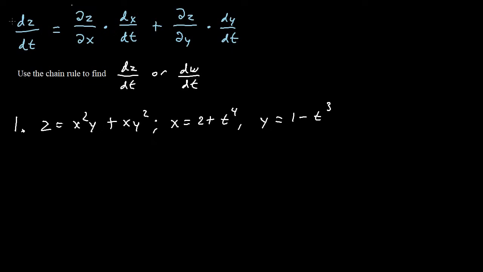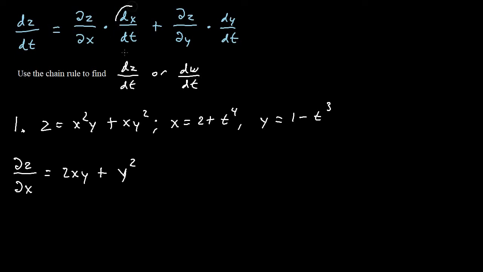Using the formula given up top, let's first find the partial derivative of z with respect to x. We're basically taking the partial derivative of this equation with respect to x. So x is going to be the variable, y is going to be the constant. The partial derivative of z with respect to x is going to be equal to, if y is the constant, the derivative of x squared is 2x, so we get 2xy plus, the partial derivative of xy squared, if y squared is a constant, the derivative is simply y squared.